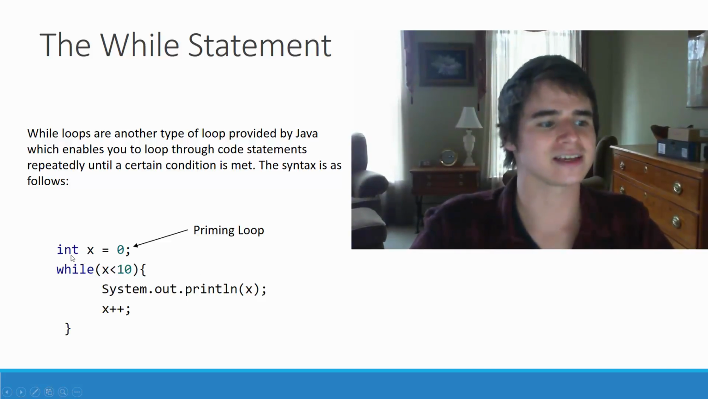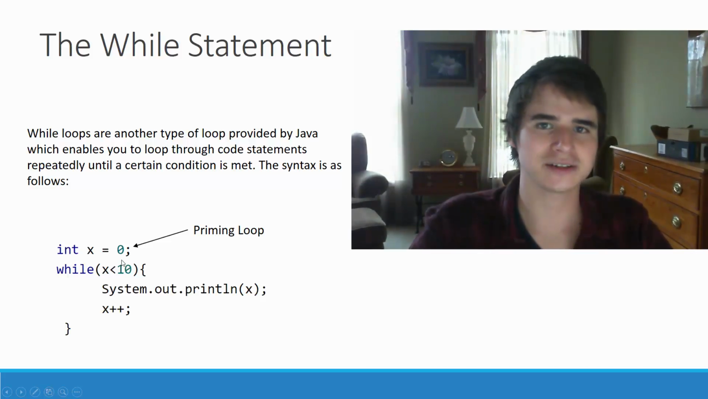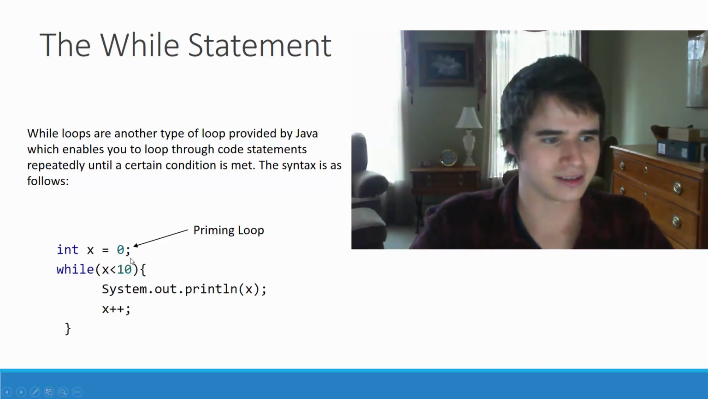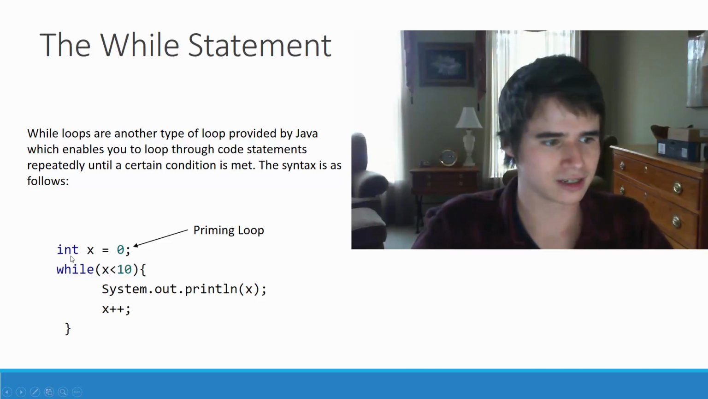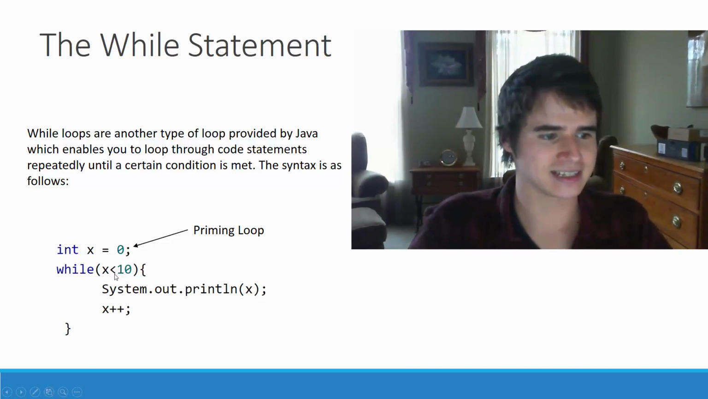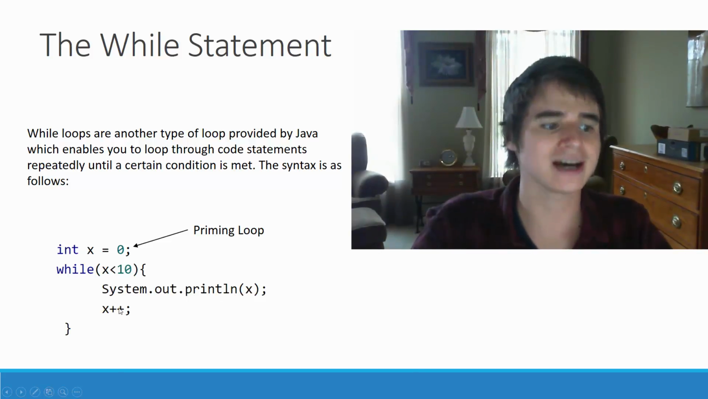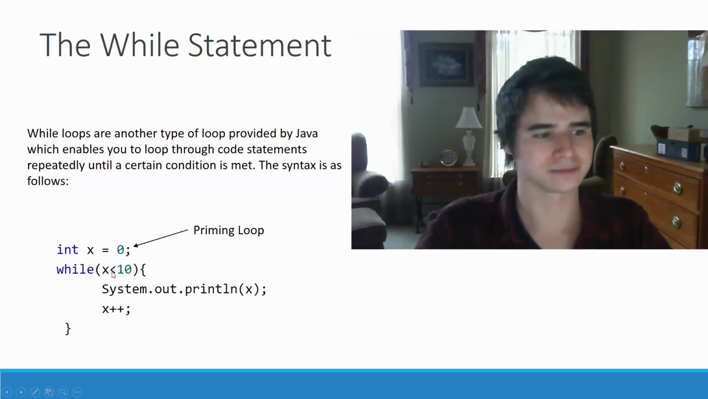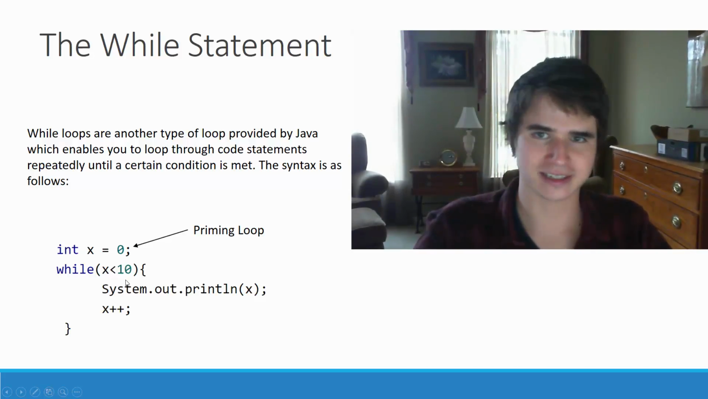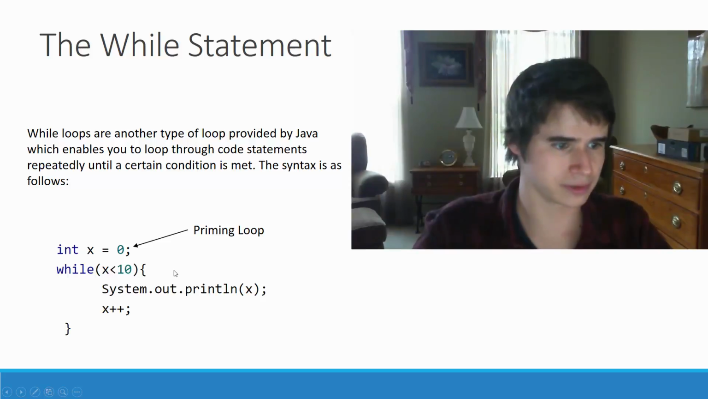So first we have this integer x set to 0, and this is known as priming the loop. When we prime a loop, we are setting up conditions to make it true so that the loop will be able to run. Now, while x is less than 10, we go ahead and print out the value of x, and then we increment the value of x by 1 each time. So it'll keep going on and on until x is no longer less than 10. So when x equals 10, it's going to be the end of that loop.